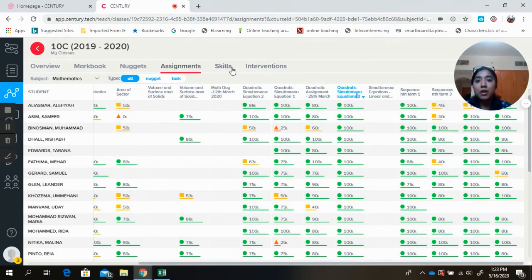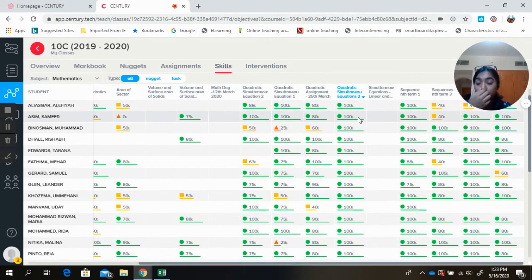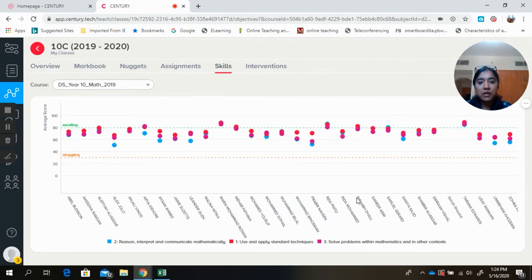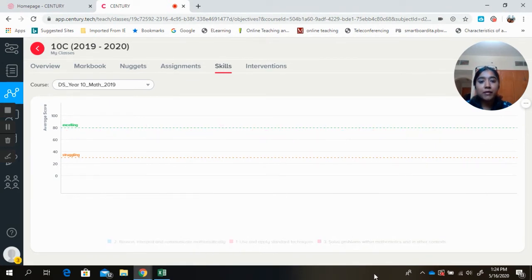The next two are the whole course together. The whole course of mathematics has different skills that you could see. Over here, they talk about three skills. First skill is use and apply standard techniques. If I unclick everything, you can see it's blank. So I could go to each and every skill and see where my class stands, who are my exceeding students, and who are my struggling students who need my intervention.